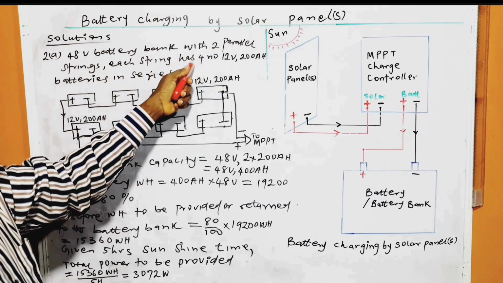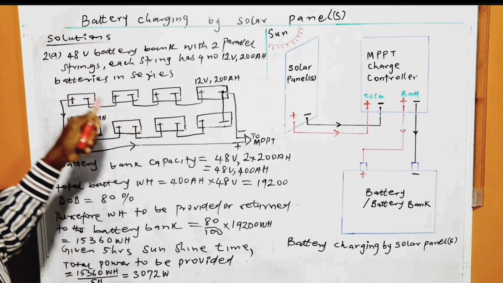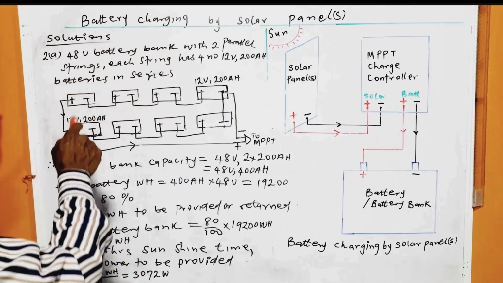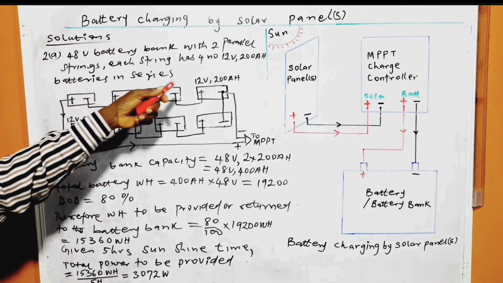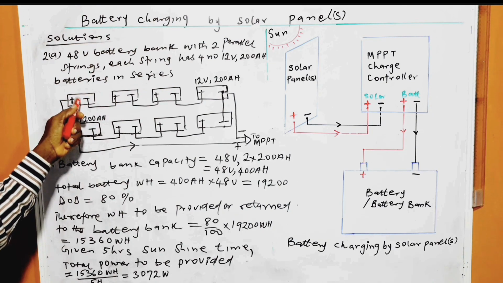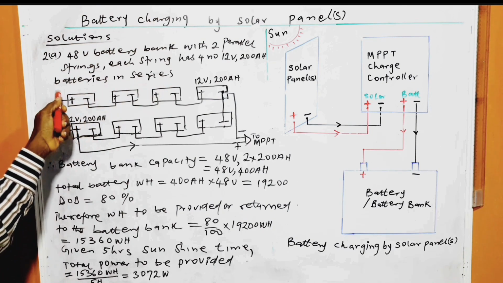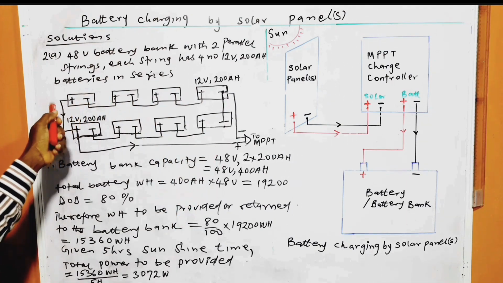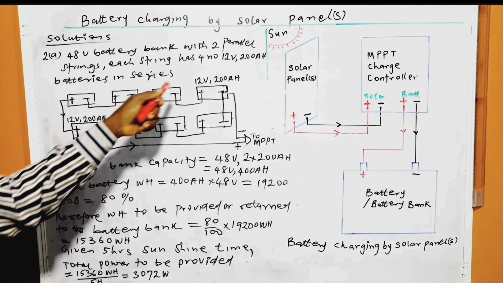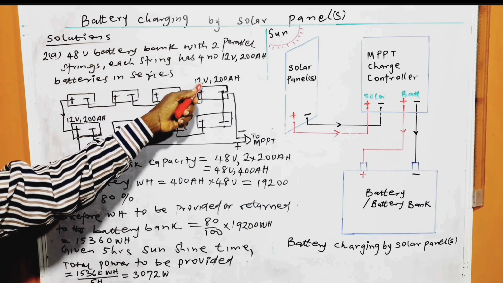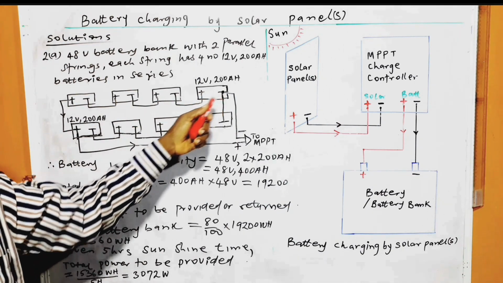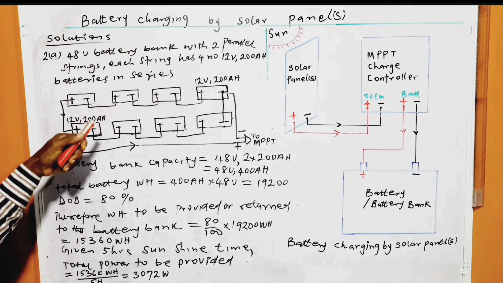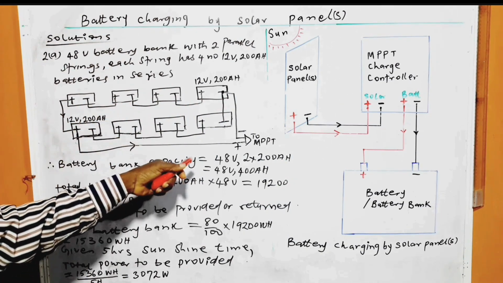Each string has 4 number 12 volt 200 ampere hour batteries in series, and this is the battery bank. Each of these is one battery, and another one. These are the two strings, 1, 2, with 4 batteries per string, each rated 12 volts, 200 ampere hour. That's the battery. All these are in series, and the two strings are connected in parallel.